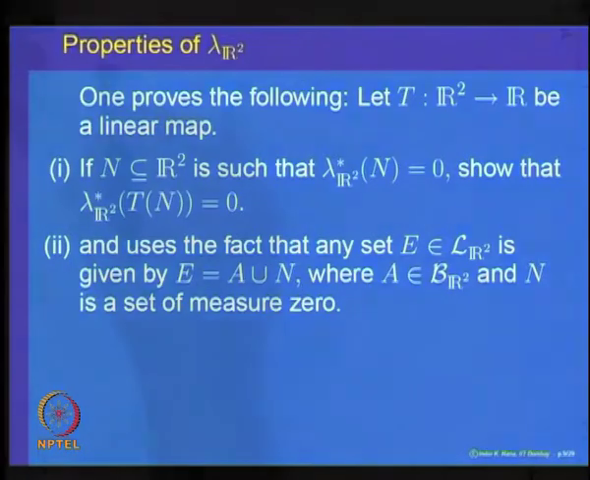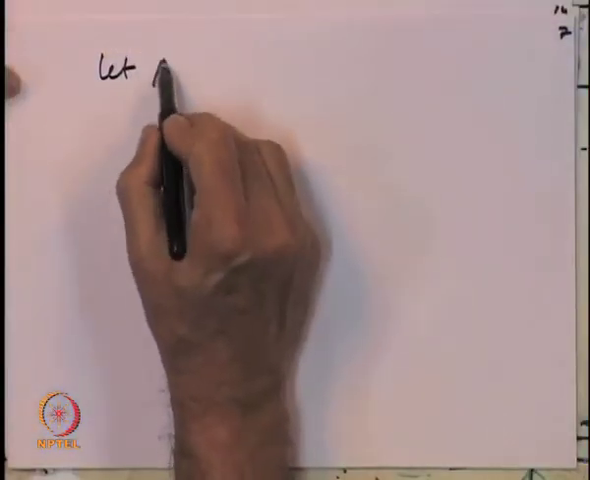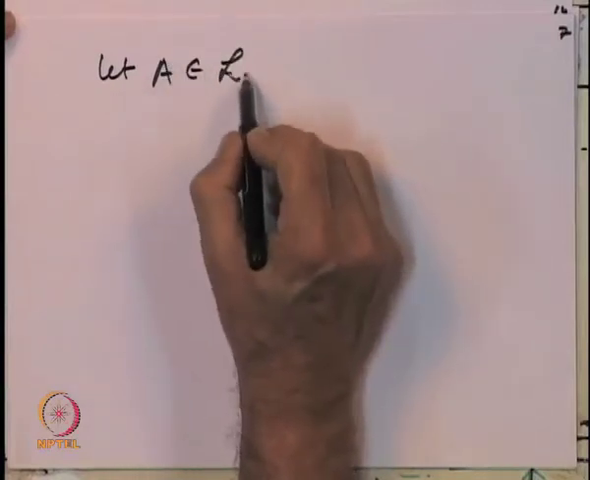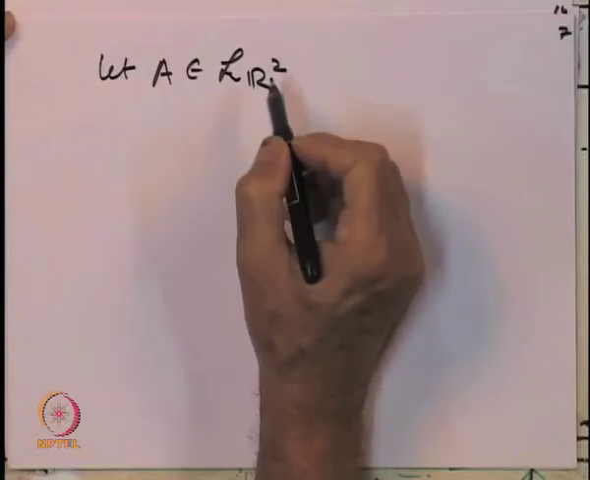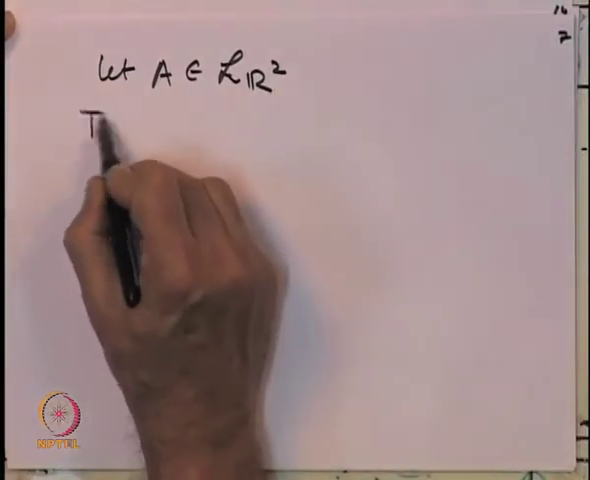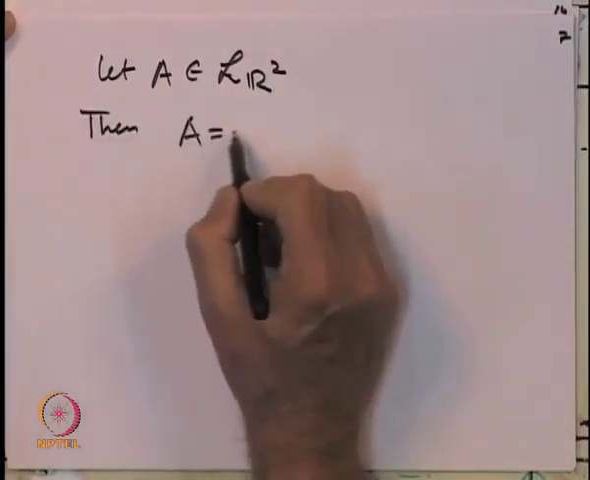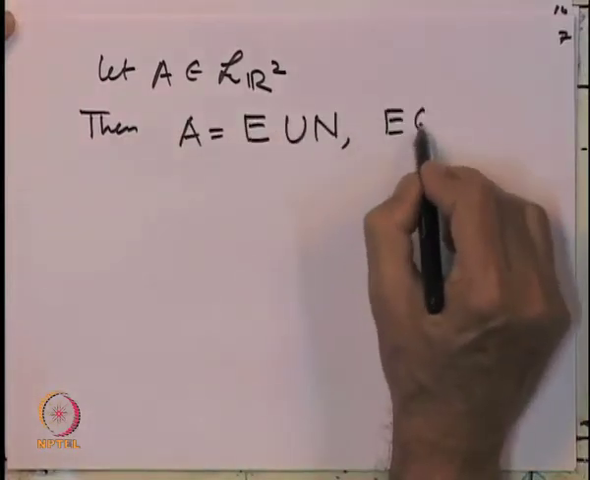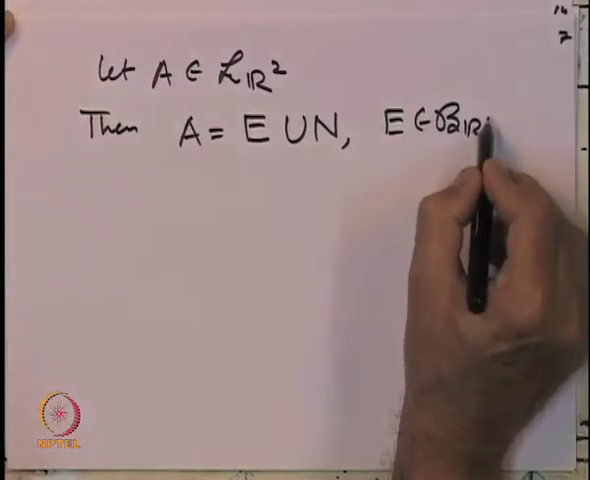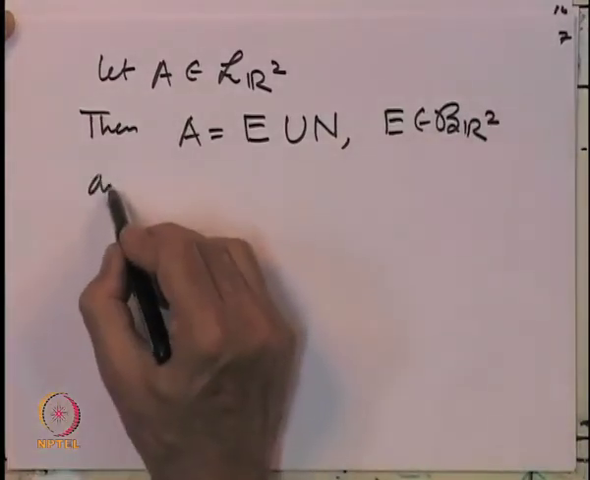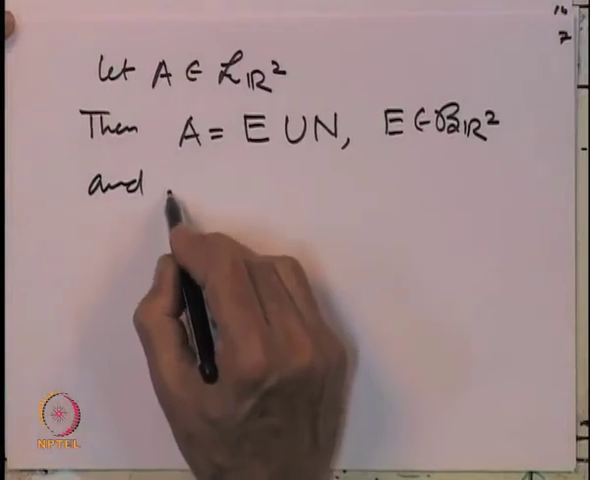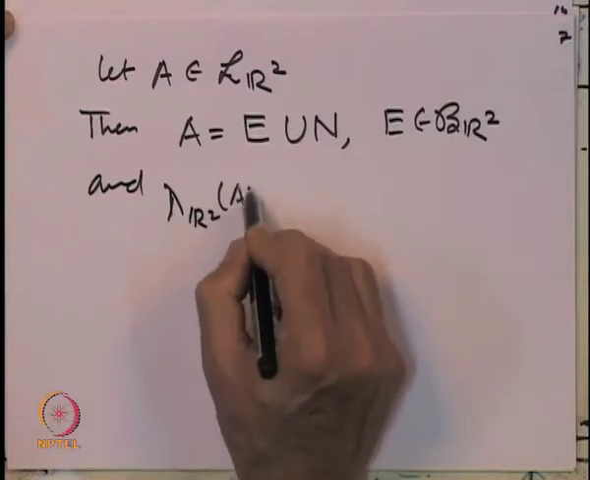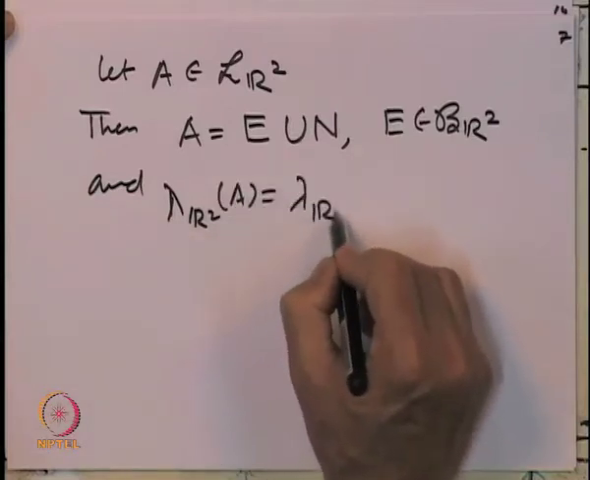So, let us take, so let A be a Lebesgue measurable set in R 2, then the set A can be written as E union N, where E is a Borel set in R 2 and N is a null set. So, lambda R 2 of A is the same as lambda R 2 of E.